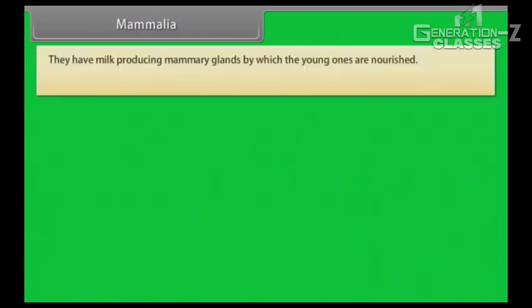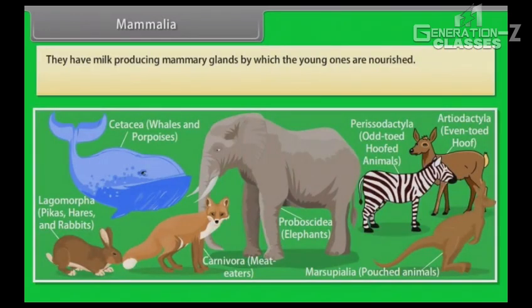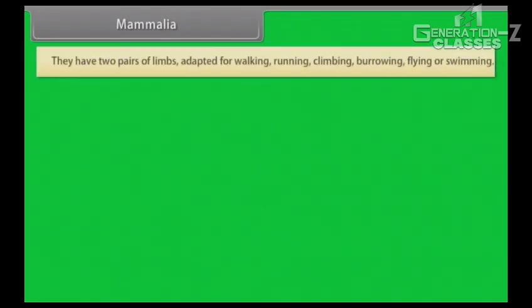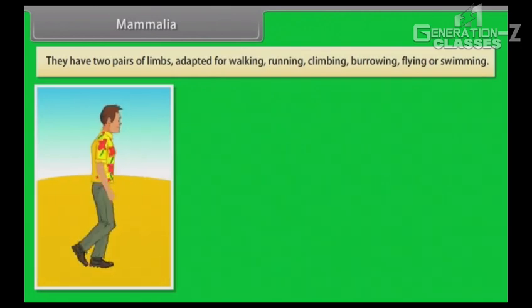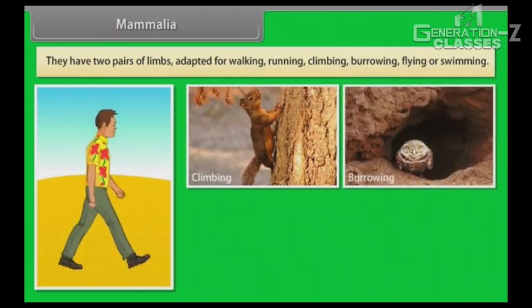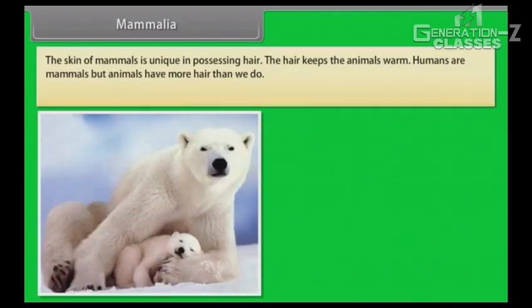Mammalia. They have milk-producing mammary glands by which the young ones are nourished. They are homeothermous, that is, they are warm-blooded. They have two pairs of limbs, adapted for walking, running, climbing, burrowing, flying, or swimming. The skin of mammals is unique in possessing hair. The hair keeps the animals warm. Humans are mammals, but animals have more hair than we do.